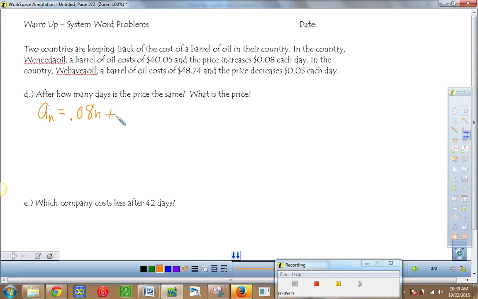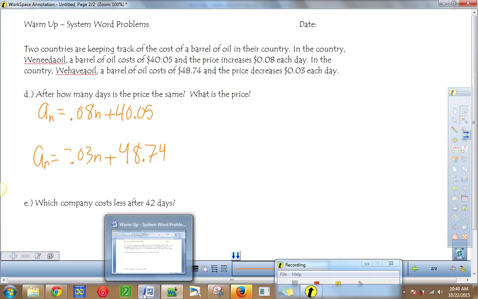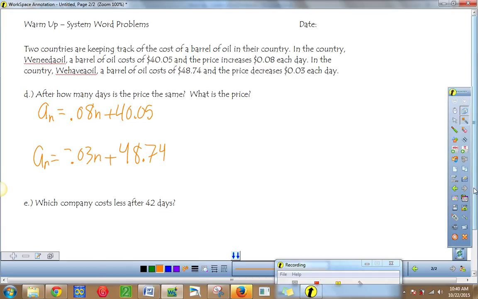0.08n plus 40.05, and we had negative 0.03n plus 48.74. Okay? How do I figure out how many days it's going to take for the price to be the same?